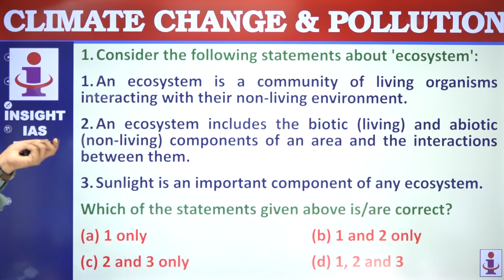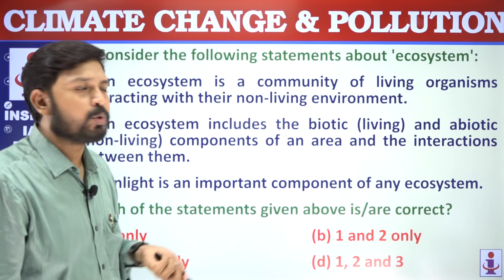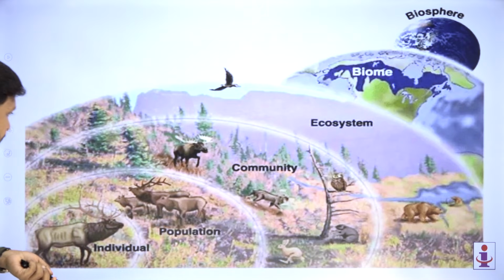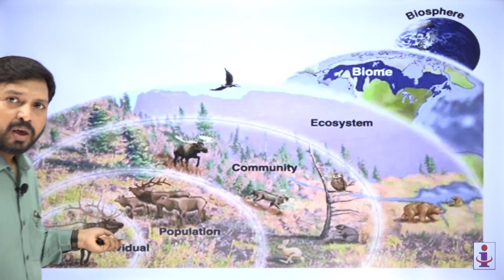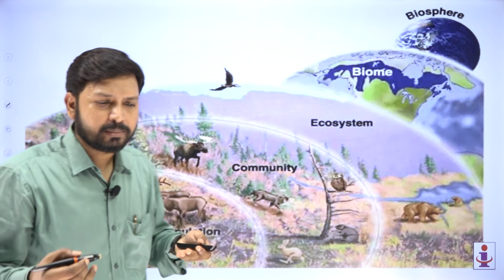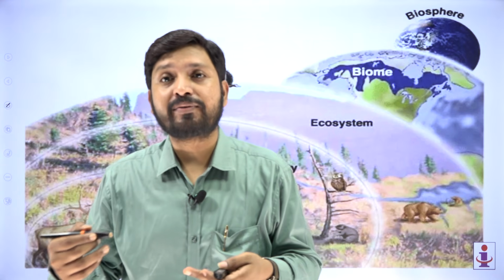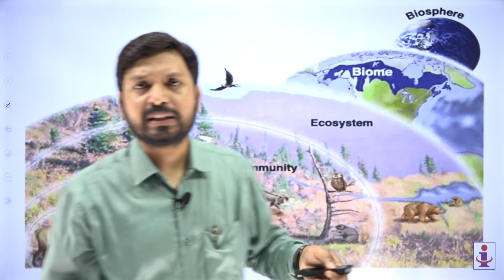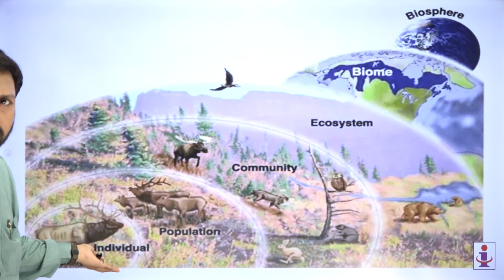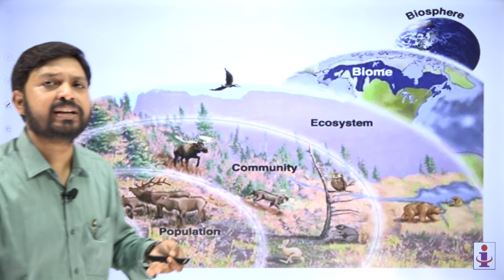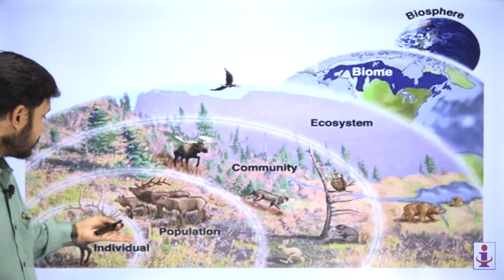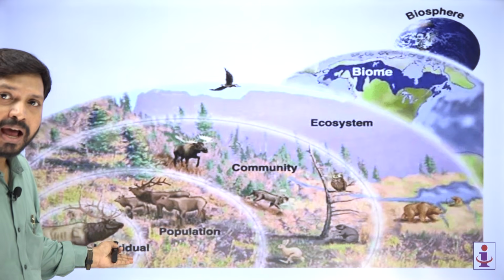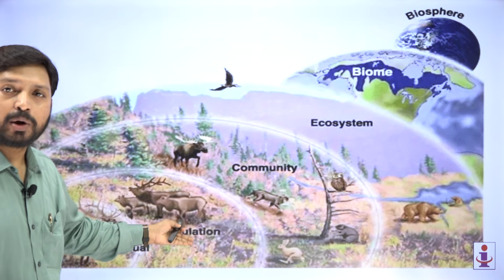Consider the following statements about ecosystem. They're asking something about ecosystem, but before knowing ecosystem, let's see this diagram. Everything starts with an individual organism. An individual organism is one which has the capacity to interact and survive on its own. Generally we treat that as the basic unit. When individuals of the same type come together, that is called a population.